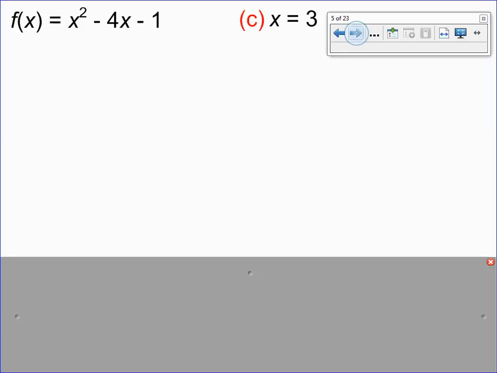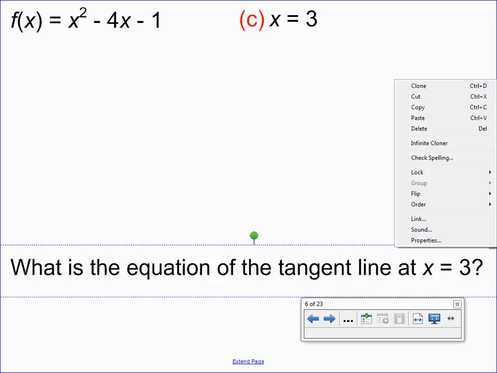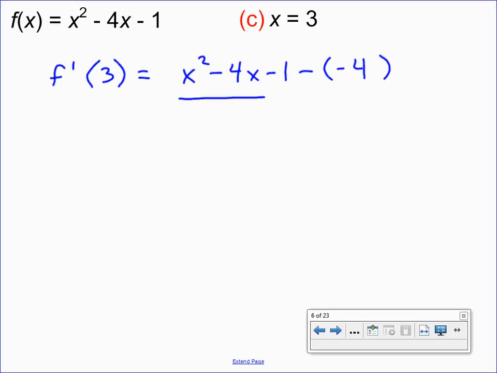We could go ahead and do the same thing at a different x value. I don't think we can do that each time, but we could. I'm going to jump right to my definition. F prime of 3 will be given by f of x, now x squared minus 4x minus 1, minus f of 3, right? F of 3 is going to be given by 3 squared is 9, minus 12 is negative 3, minus 1 is negative 4, all over x minus 3.